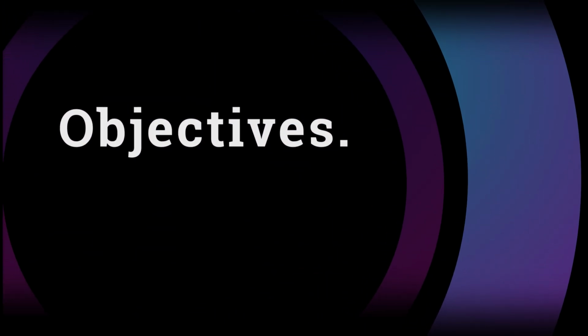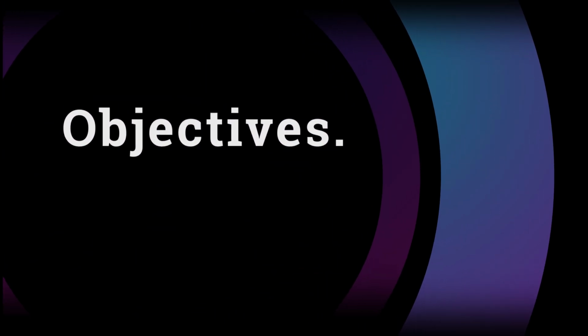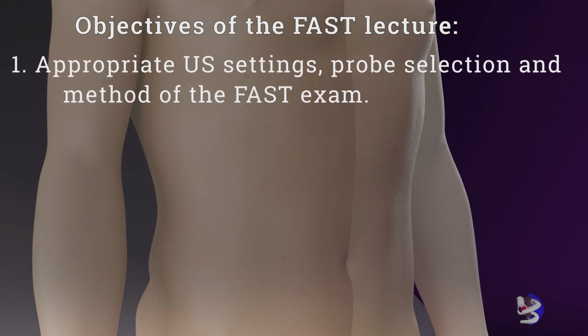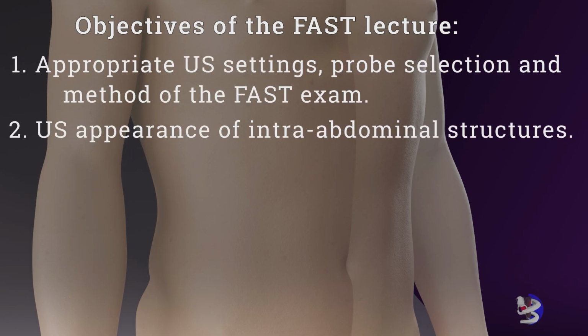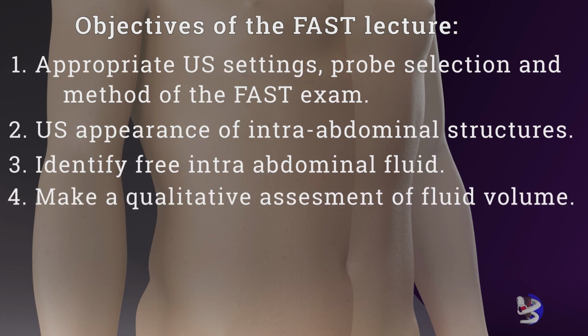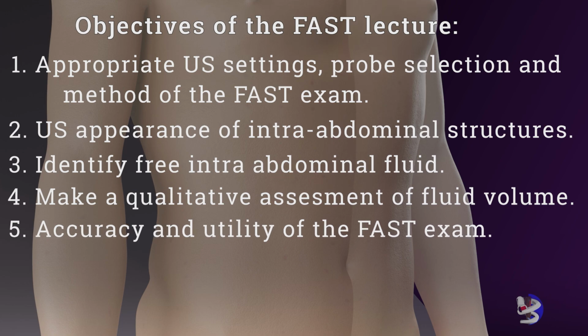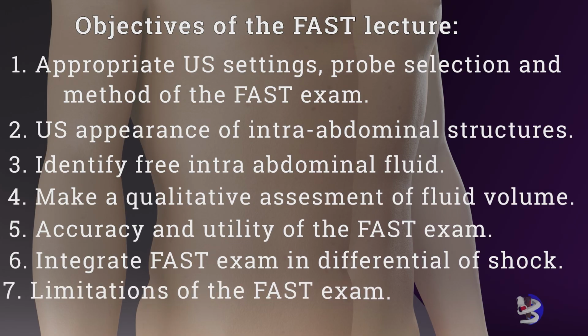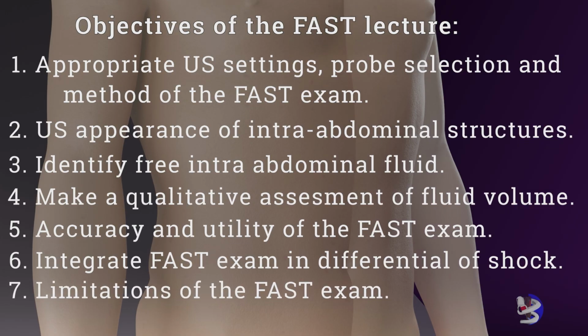By the end of this lecture, you shall be able to identify or recognize the following: the appropriate ultrasound settings, probe selection, and method of the FAST exam; the typical appearance of the intra-abdominal structures and boundaries, including the diaphragm, liver, spleen, kidneys, and bladder under ultrasound; identify free intra-abdominal fluid and make a qualitative assessment of fluid volume; recognize the accuracy and utility of the FAST exam in clinical decision-making; integrate the FAST exam findings in order to make an assessment of the differential diagnosis in shock; and recognize the limitations of the FAST exam for technical or anatomical constraint.